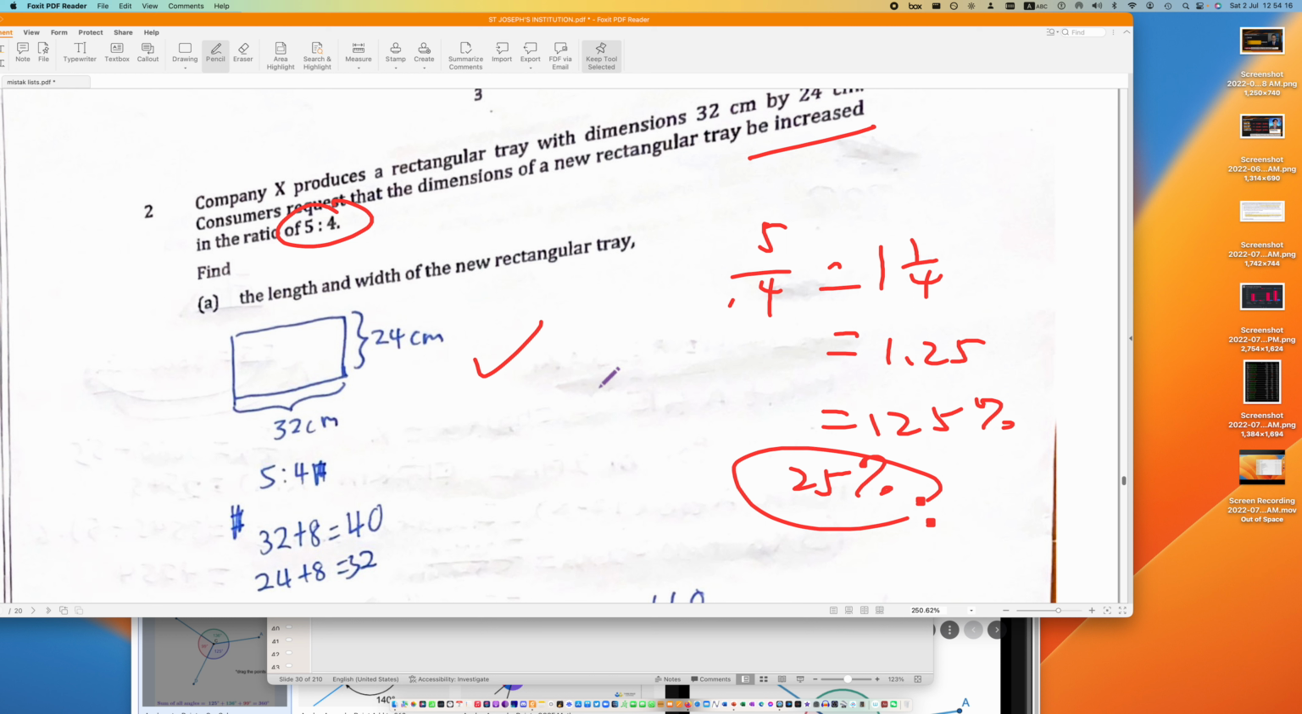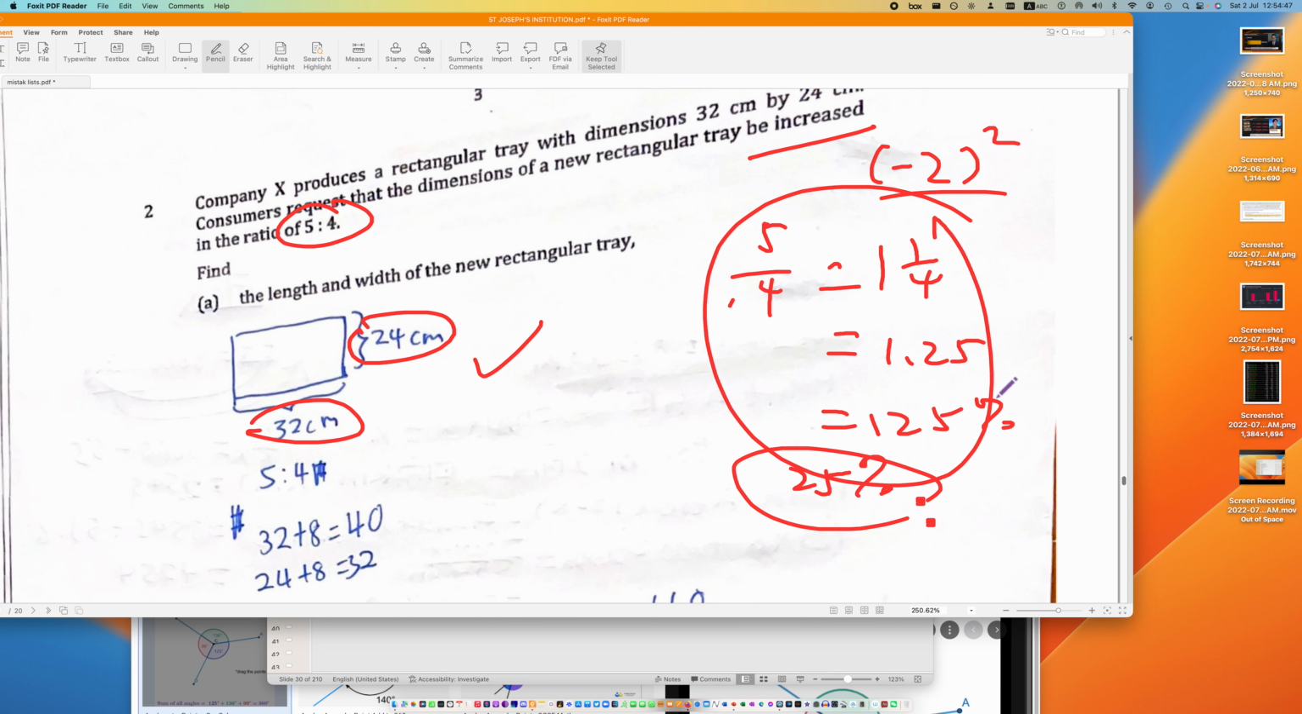So this one increased by 25%, this one increased by 25%. Make sense? That's correct. Your answer is correct, it's fine. You have to do things right from the beginning. Just like I say, if I give you a negative number and you never put a bracket, even if you get the correct answer, I will still mark you wrong. This is the understanding here, okay?